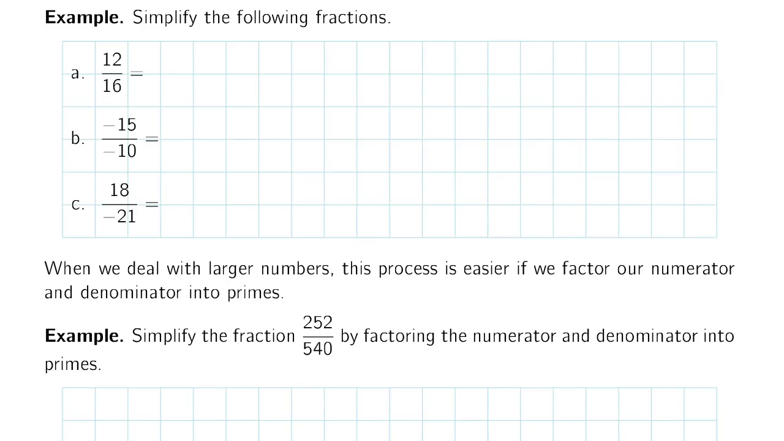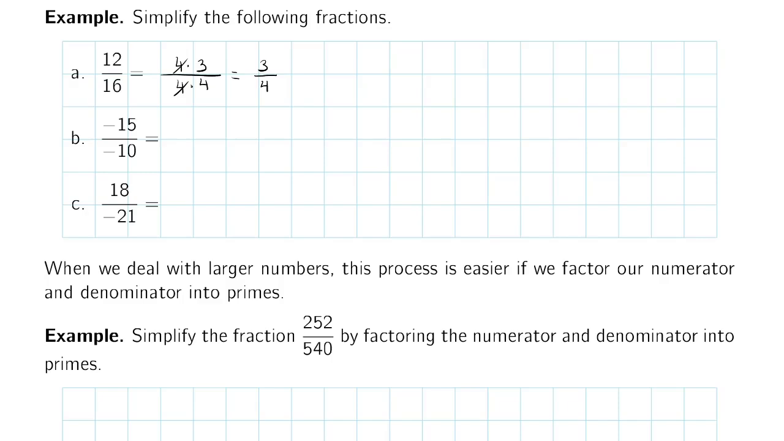So here we have the fraction 12/16, and we notice that 4 is a common factor of 12 and 16. And now 3 and 4 have no remaining common factors. So 3/4 is in lowest terms.